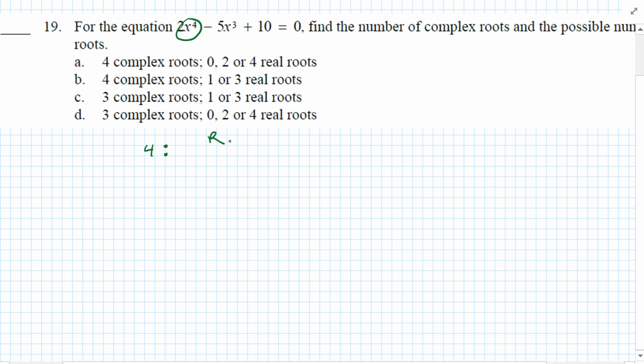I could have real, or we could say imaginary, right? So I always have to have even numbers of imaginary. So if I have 0 imaginary, I could have 4 real. If I had 2 imaginary, I'd have 2 real. And if I had 4 imaginary, I'd have 0 real. So 0, 2, or 4 real roots. Answer is A.